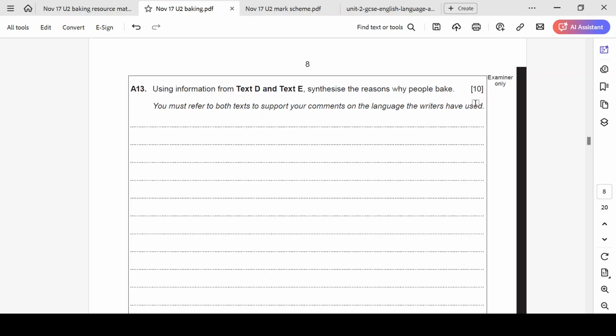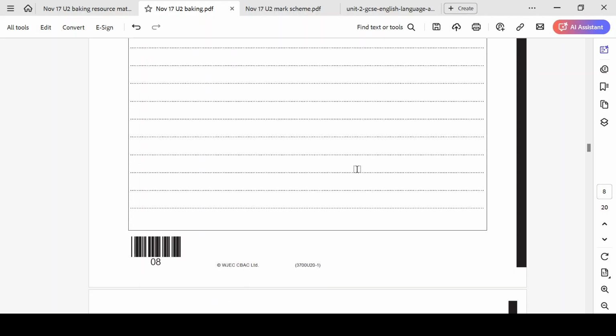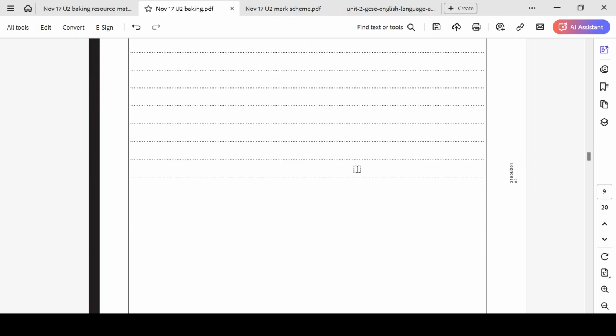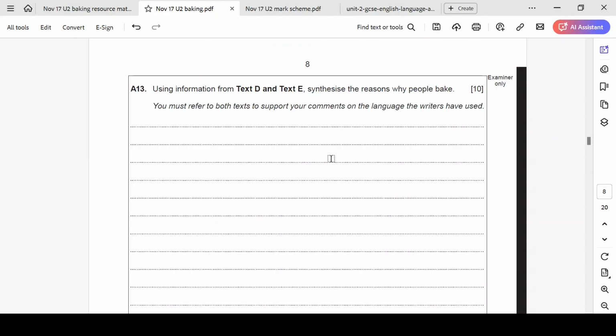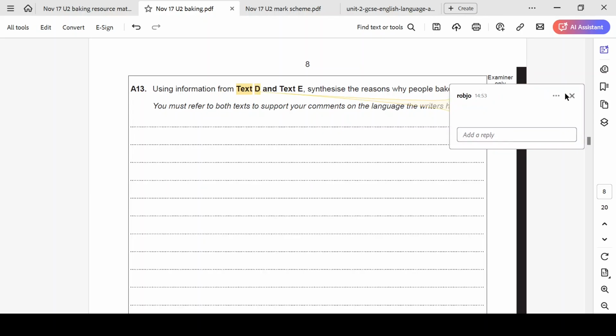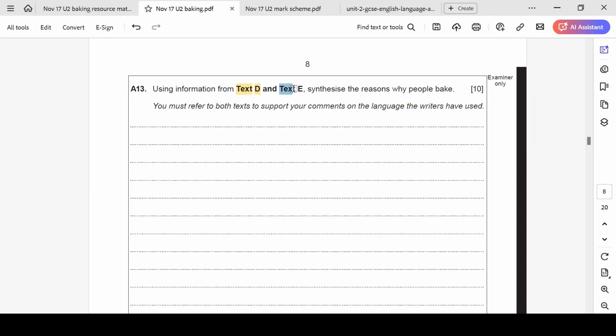Question 13, worth 10 marks, and look how much space you've got to write your answer in here. So they are expecting a pretty decent length of answer. So using information from text D, make sure I know which texts I'm supposed to be doing here. Easily mistaken. So text D and E synthesize the reasons why people bake.